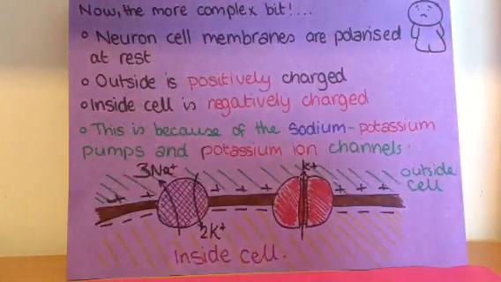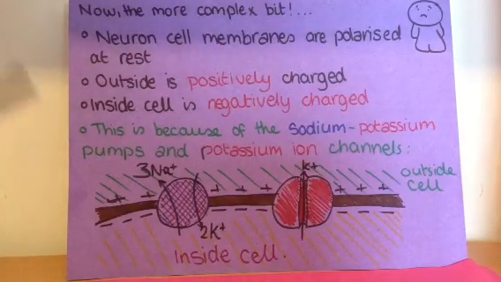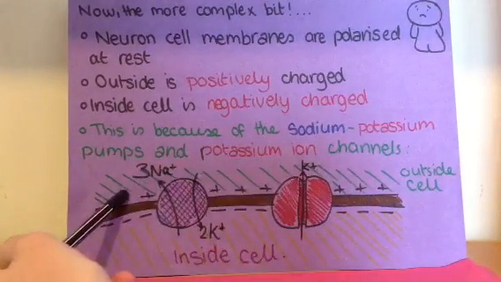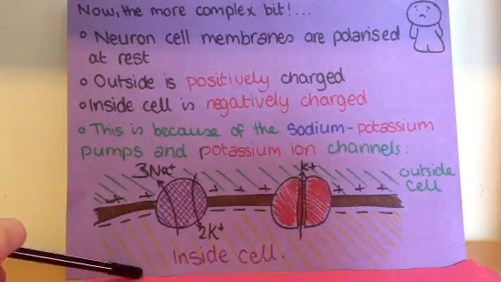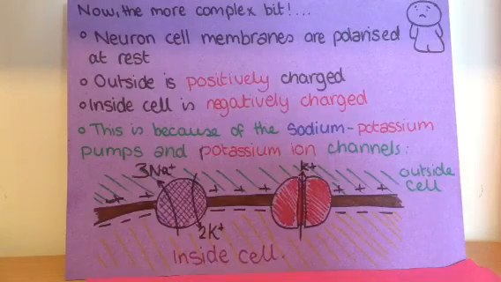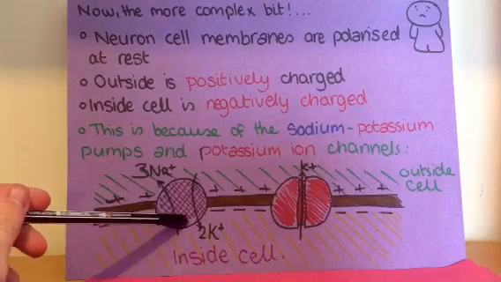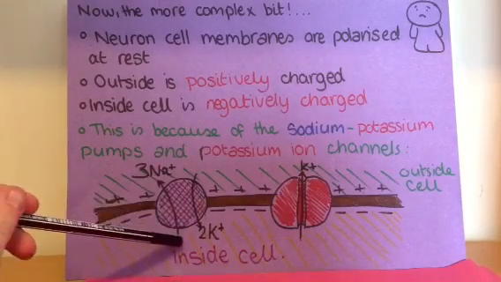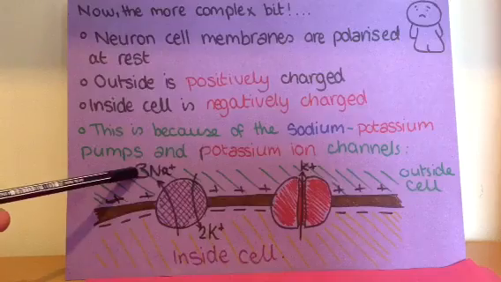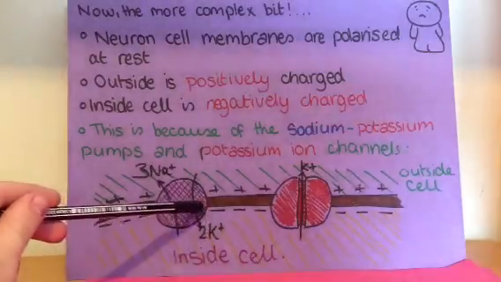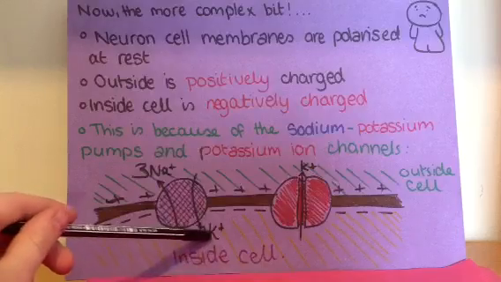And now is the complex bit, unfortunately. Neuron cell membranes are polarised at rest. The outside of the cell membrane is positively charged and inside the cell is negatively charged. This is because of the sodium-potassium pumps and potassium ion channels. Constantly, sodium-potassium pumps are pumping 3 positively charged sodium ions outside the cell, and 2 positively charged potassium ions are coming back into the cell.